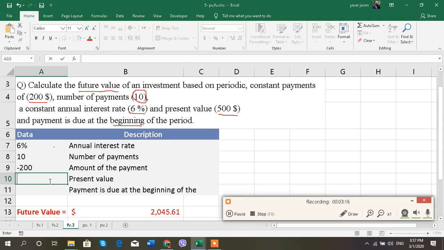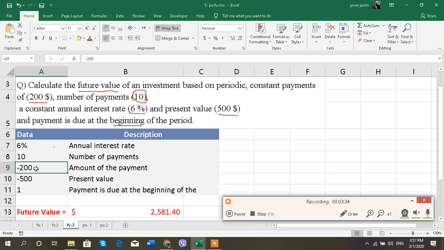Also, I'm going to pay it, sorry, $500, and we can see the type of our payment is due at the beginning, and the beginning will be number 1. If it's the end, it's going to be number 0. So here I can see all these.